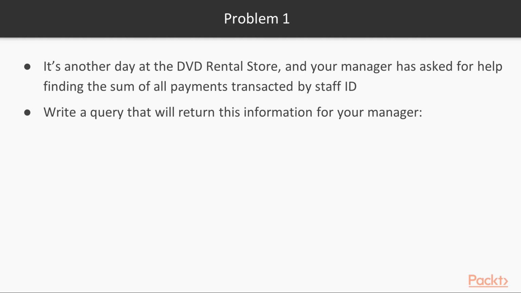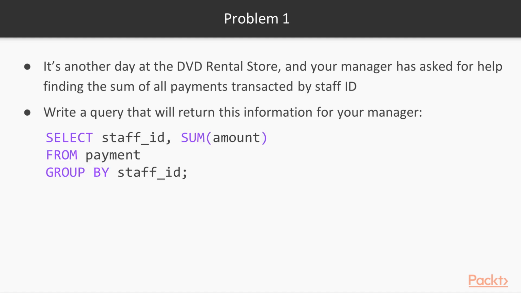So your query should have looked like this. We would select the staff ID column, and then with the sum function, we pass in the amount column. And then we specify from the payment table, and then finally we group by staff ID. Let's move on to Problem 2.